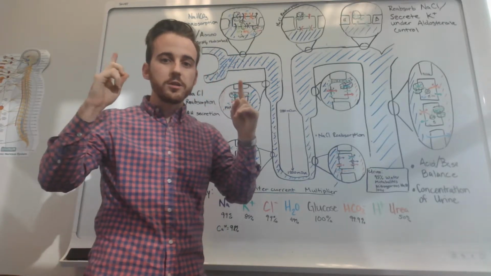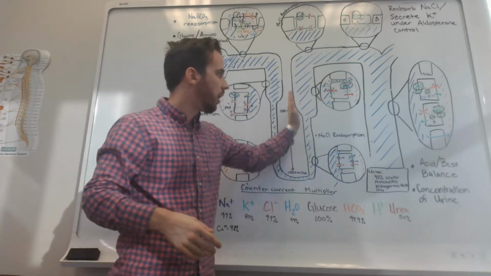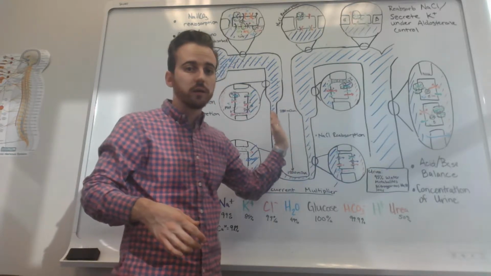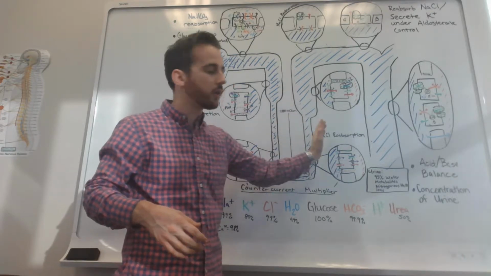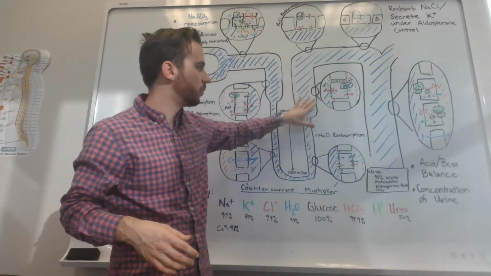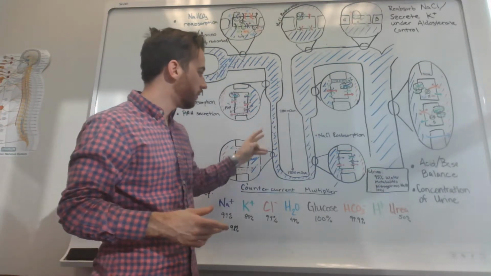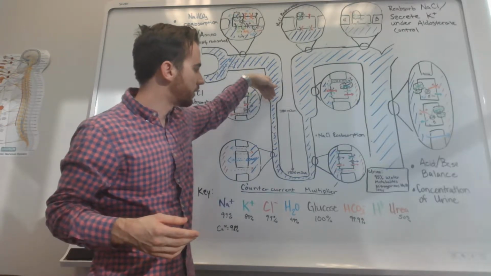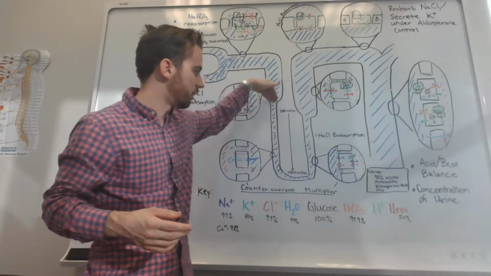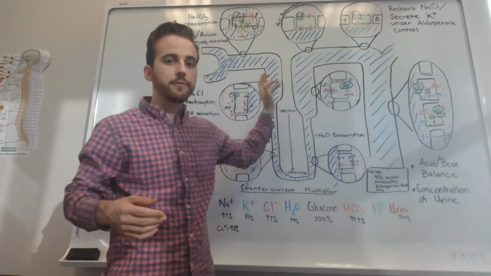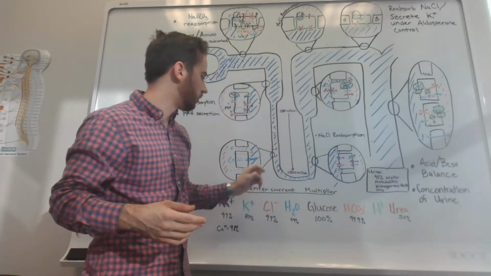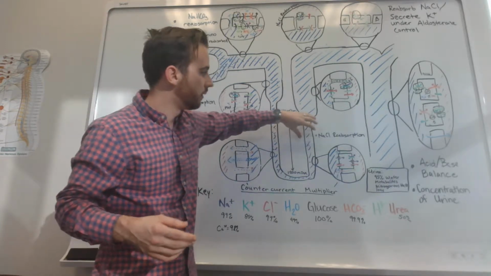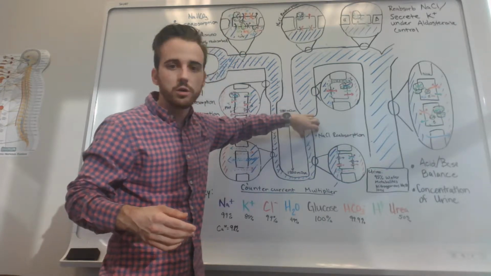But the kidneys are smart, and so on this side of the loop, the loop is actually impermeable to water. Water cannot pass the ascending side of the loop. It can't get out. But on this side it can. So water ends up leaving, and as that flow goes down, it becomes more and more concentrated, because the water has left, and so it's increasing in its concentration. This side is highly permeable to water, but not permeable to sodium and chloride. This side is permeable to sodium chloride, not permeable to water.